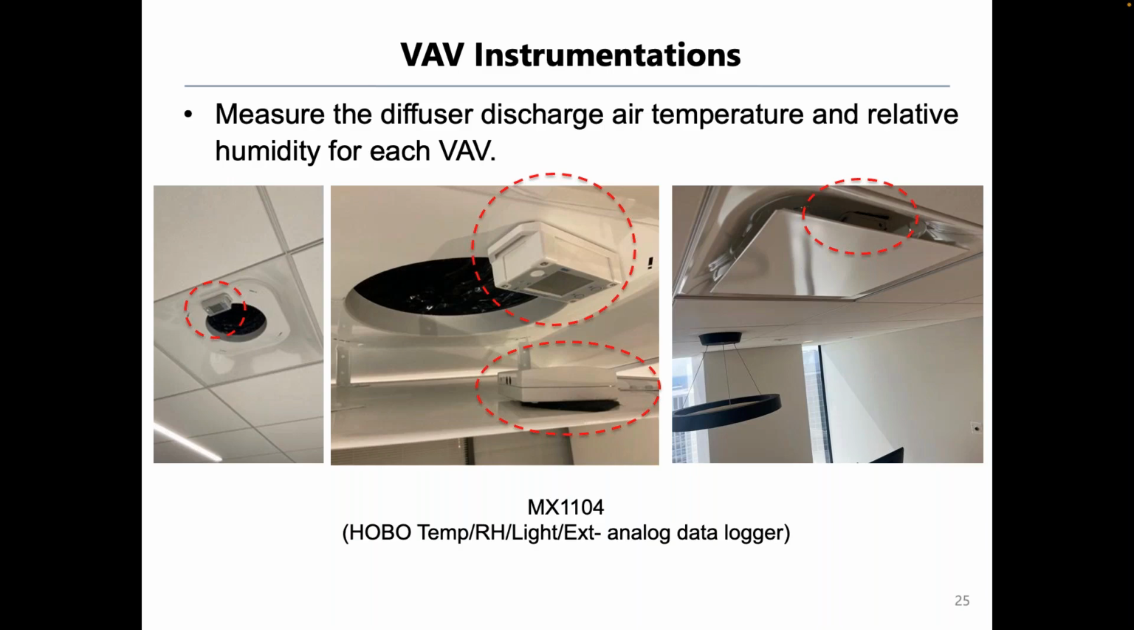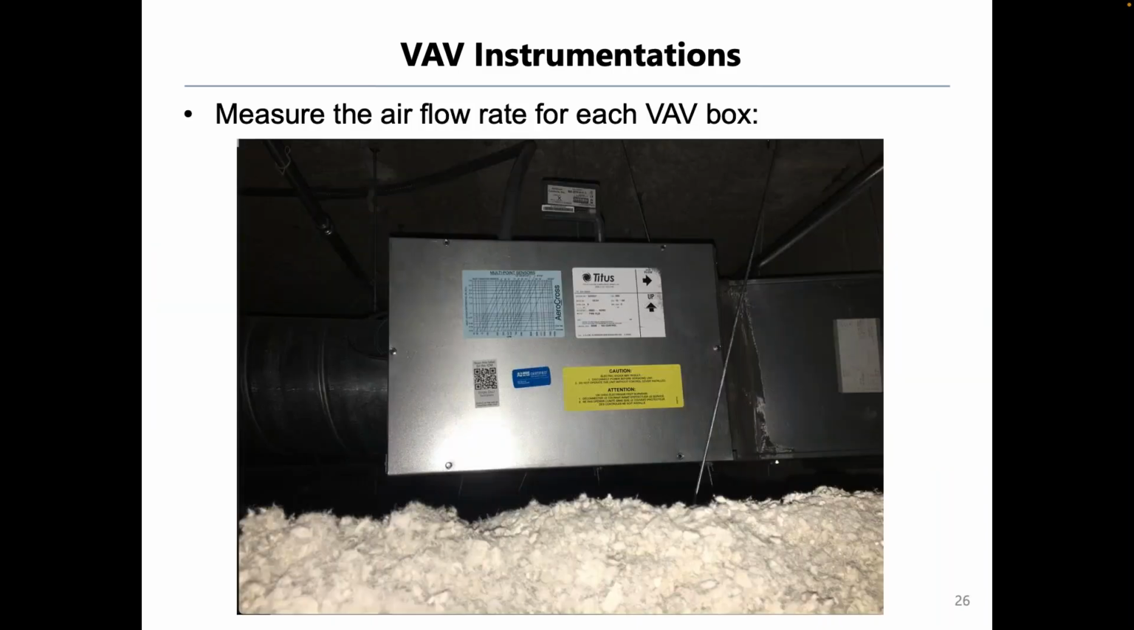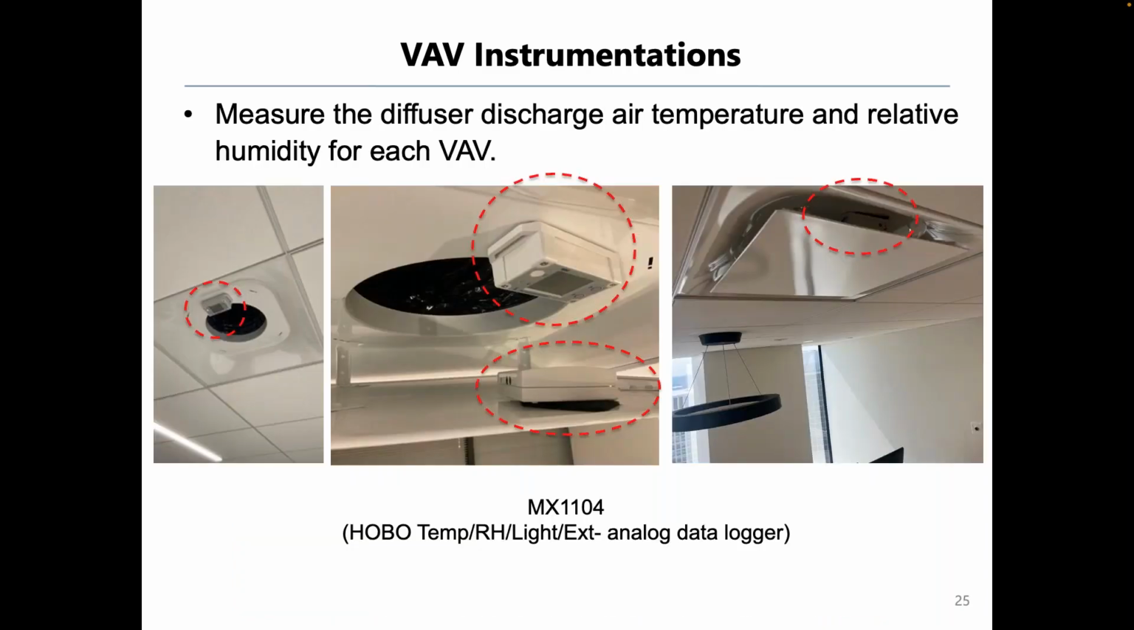So we are trying to measure the discharge air temperature, which we call the supply temperature, from the diffuser. So we place the MX1104 at the end of the diffuser. Then for the QA/QC, we have one more sensor, U12, to double check whether the number is correct or not. And when we put the cover back, the occupants never notice there is a sensor or not.